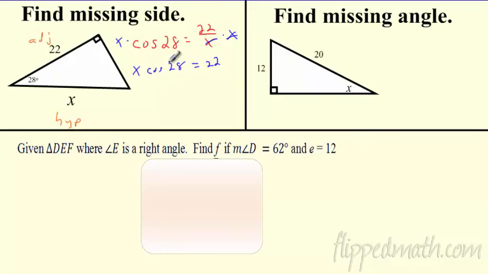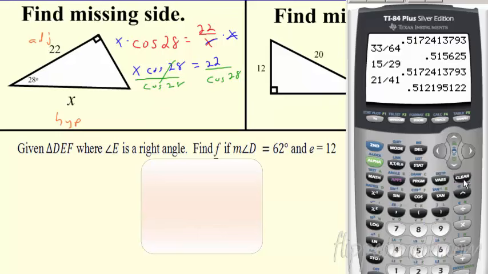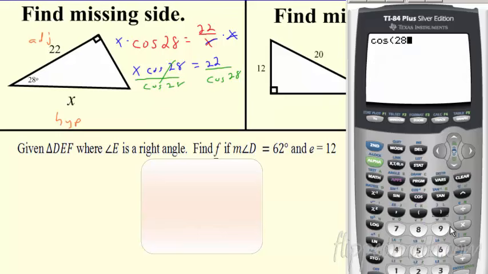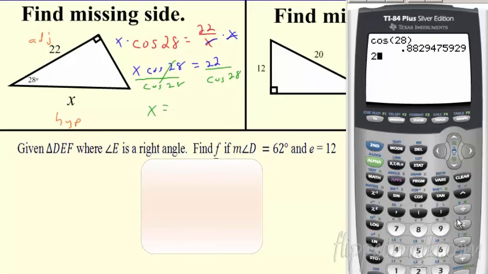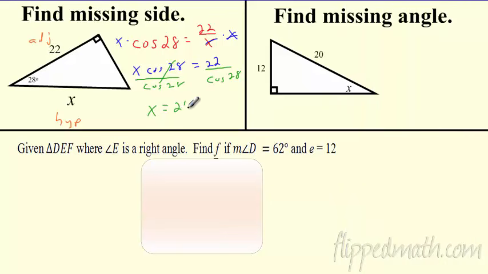Now I want to solve this, so how do I get x by itself? I'm going to divide by cosine 28. So cosine 28 is that trig ratio. It's just a decimal. If you want to see it, it's in the calculator. Cosine 28 is 0.8829, whatever. That is the trigonometric ratio that relates them together. So when I go to solve this, I've got x equals what? 22 divided by that. So all you have to do is type in your calculator 22 divided by the cosine of 28, and there it is. This would be my missing side, 24.9.